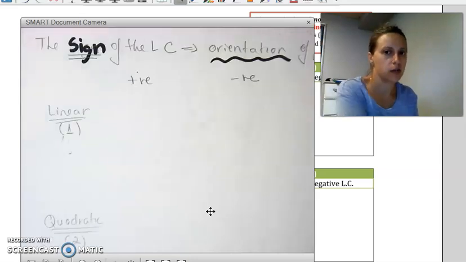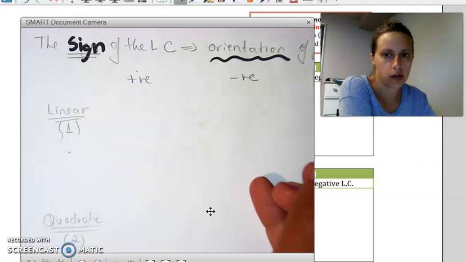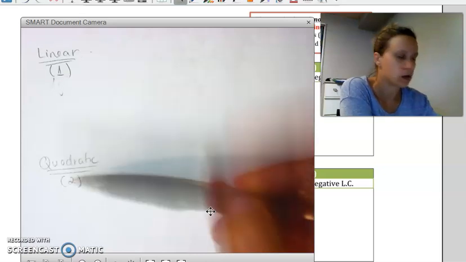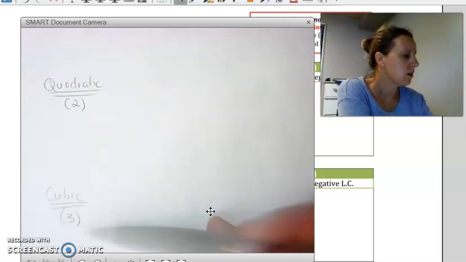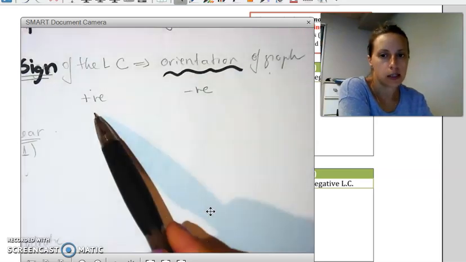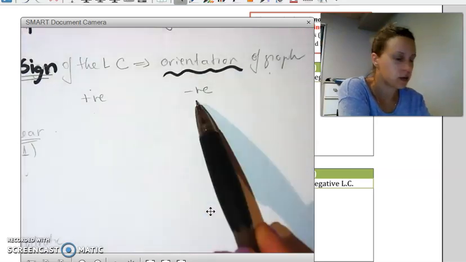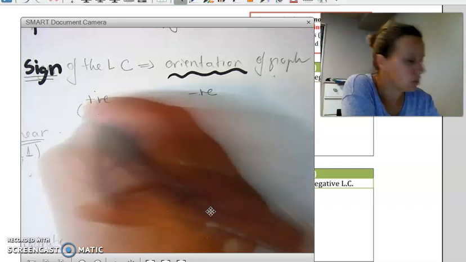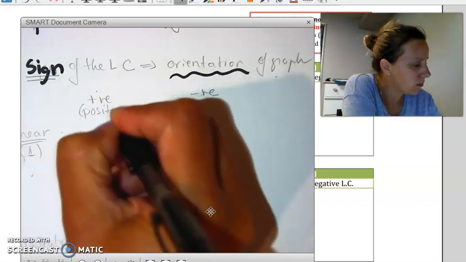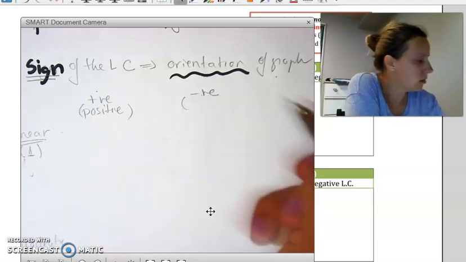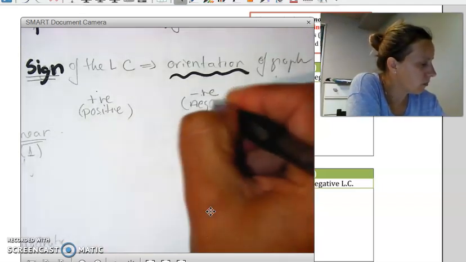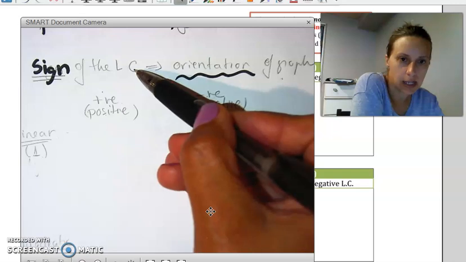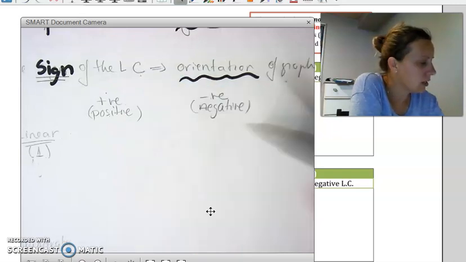I said, okay, the sign of the leading coefficient will tell me the orientation of the graph. And on the left hand side, I put linear, degree 1, quadratic, degree 2, and cubic, degree 3. And now I'm going to talk about a positive leading coefficient and a negative. This is a plus and this is a negative. This stands for a shortcut to positive, and this is a shortcut to negative. A little bit faster to write. So we're talking about the positive leading coefficient, LC for leading coefficient, and negative leading coefficient.